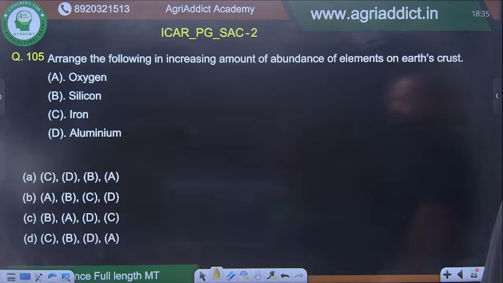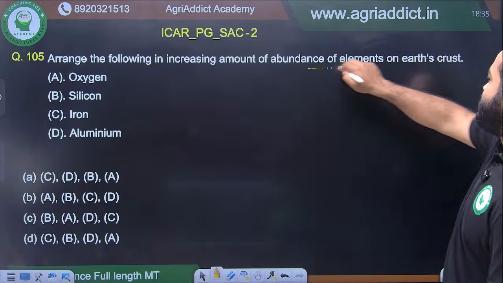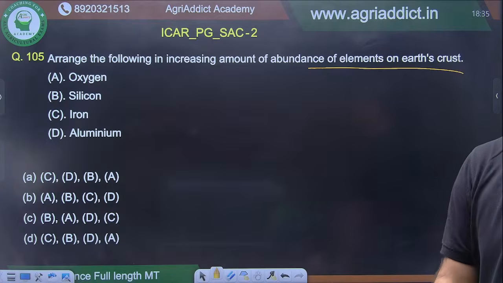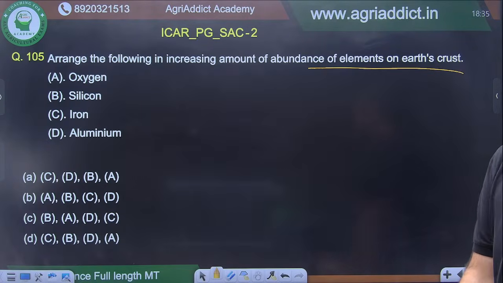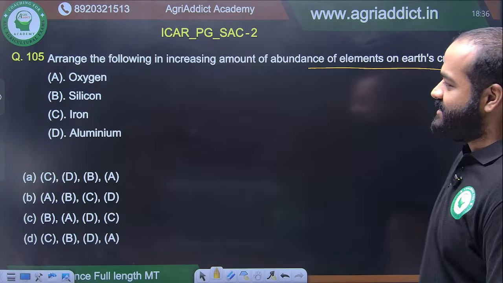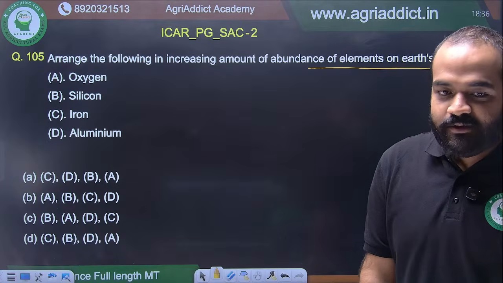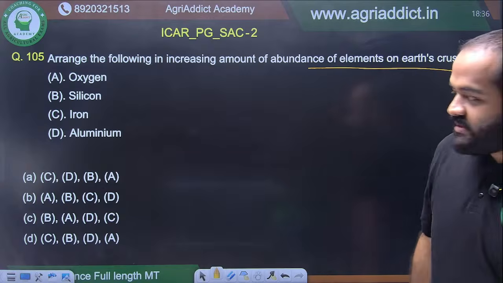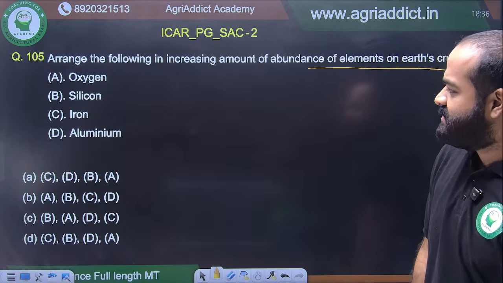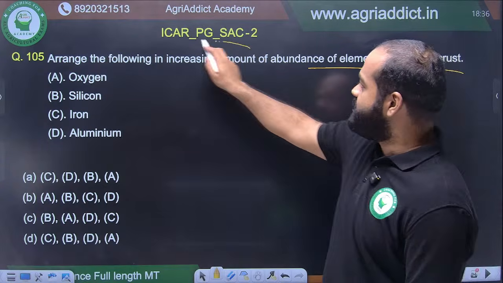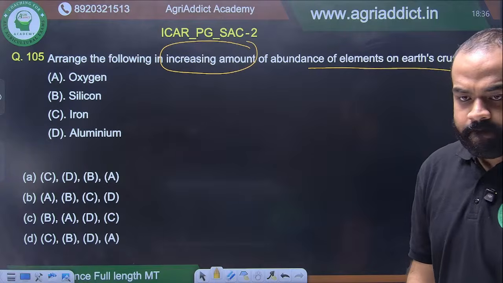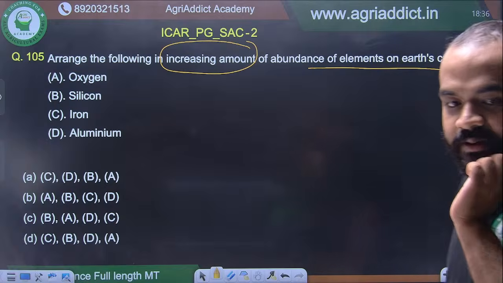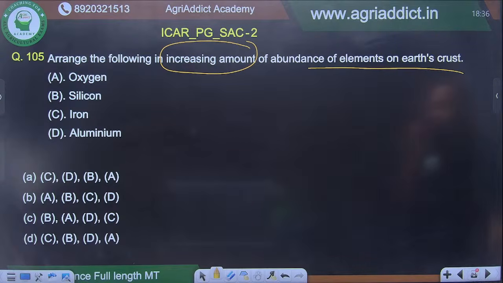Moving on. Arrange the following in increasing amount of abundance of elements on Earth's crust. This is also a very easy question. There is nothing in it. I'm doing this question for the last 3 days maybe. This question comes up everywhere, but this is a very important one, so you should be very thorough. Yes, is it A? Increasing amount it says, brother, increasing amount. I'm already getting 2-3 types of answers. Read the question properly and give one answer.